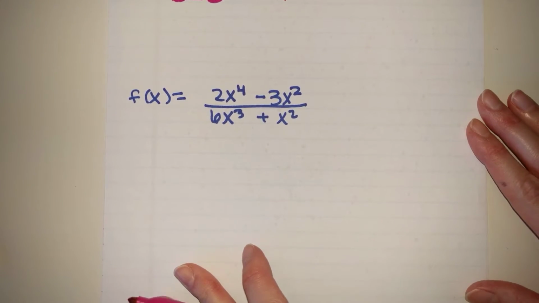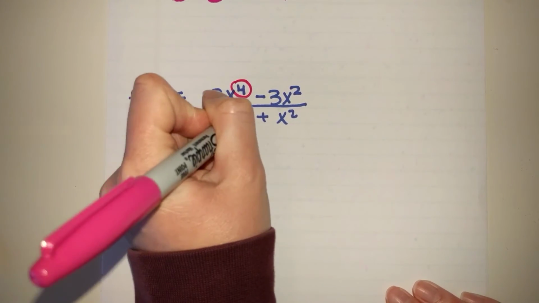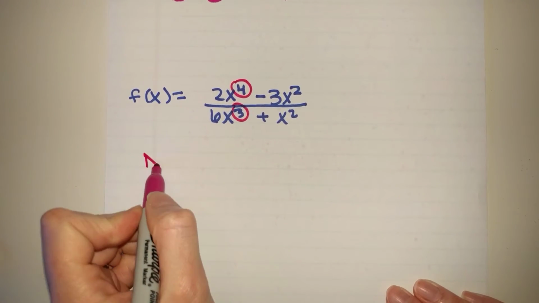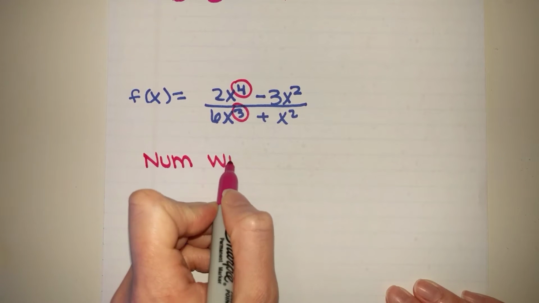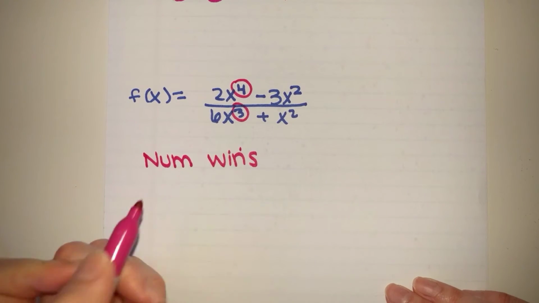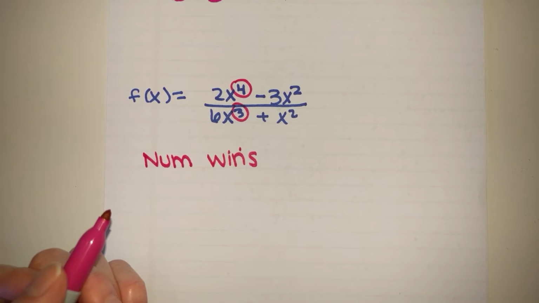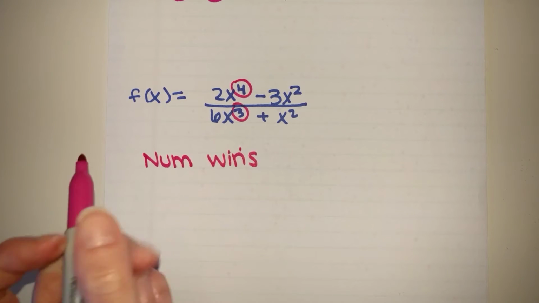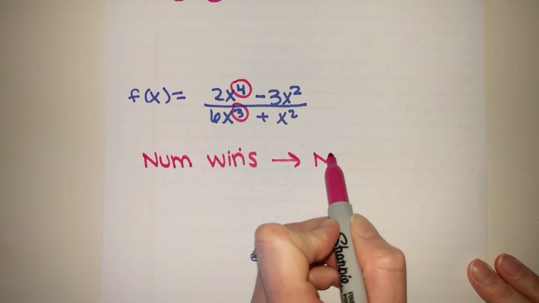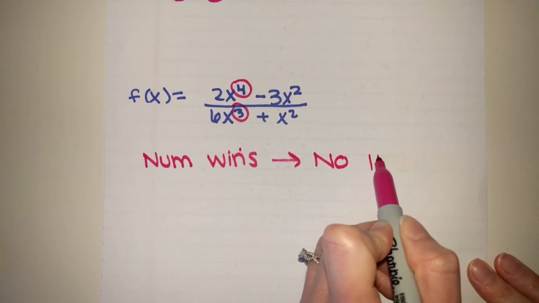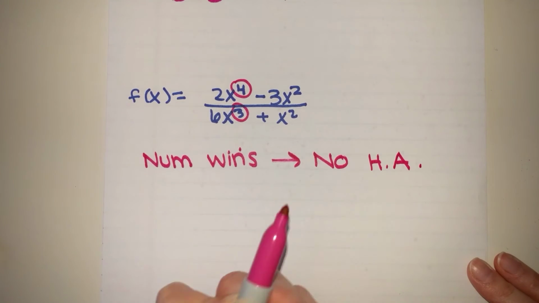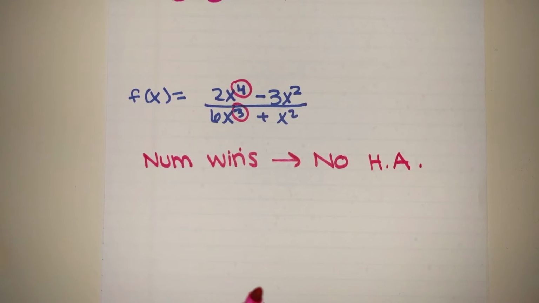If you look here, again, numerator and denominator degrees, you see that the numerator wins. And when the numerator wins, your function is just going to get bigger and bigger and bigger. Because of that, there's not going to be a flattening out as far as the horizontal asymptote goes, and so you will have no horizontal asymptote.